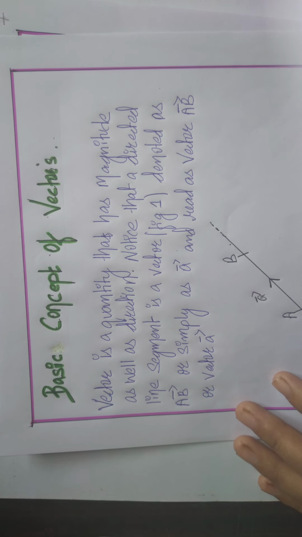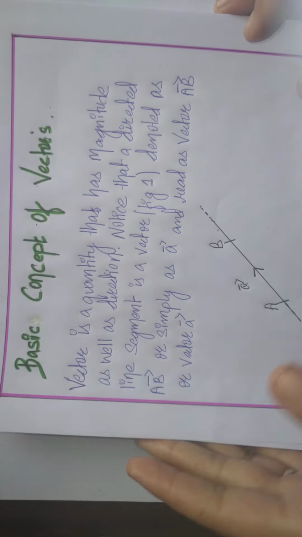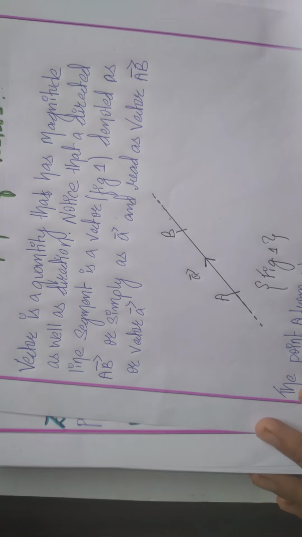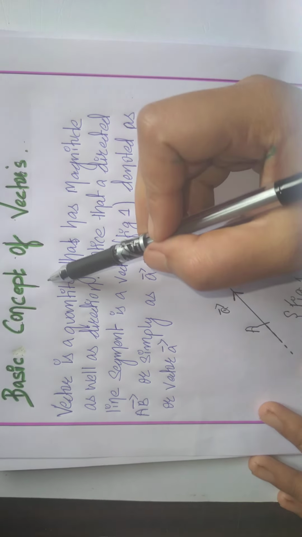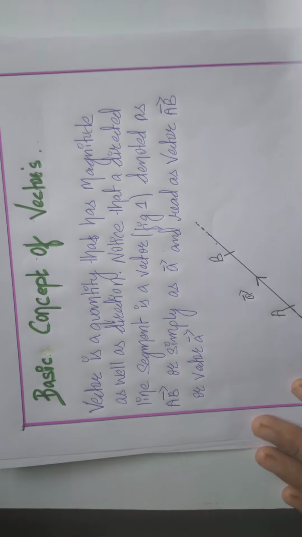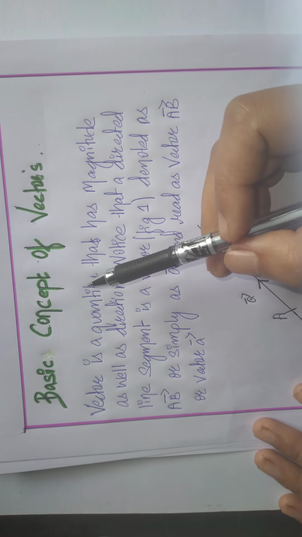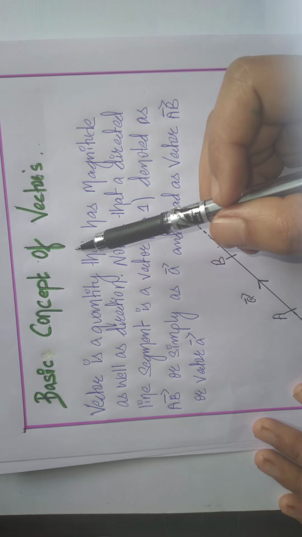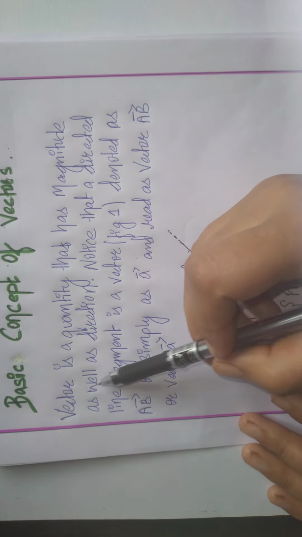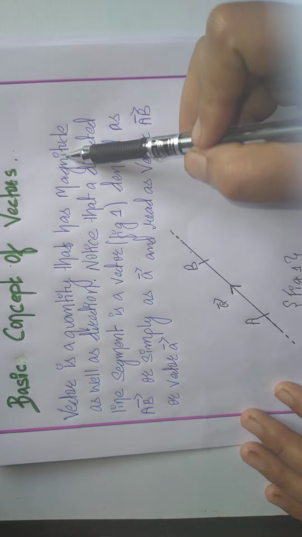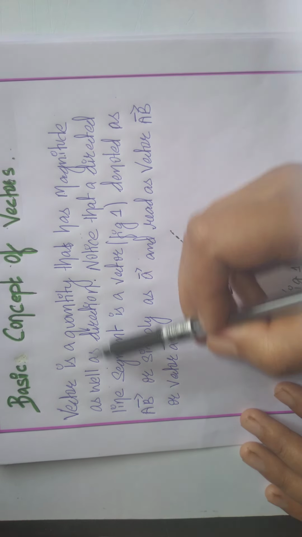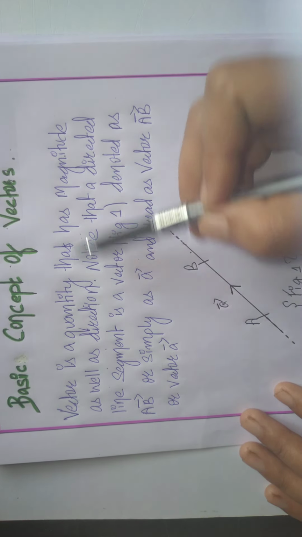And my next topic is vectors. For this I have prepared notes, so I will be explaining this topic from these notes. Basic concept of vectors: we all know there are two kinds of physical quantities, scalar and vector. A scalar quantity has only magnitude. Here we will be studying vectors. A vector is a quantity that has magnitude as well as direction.